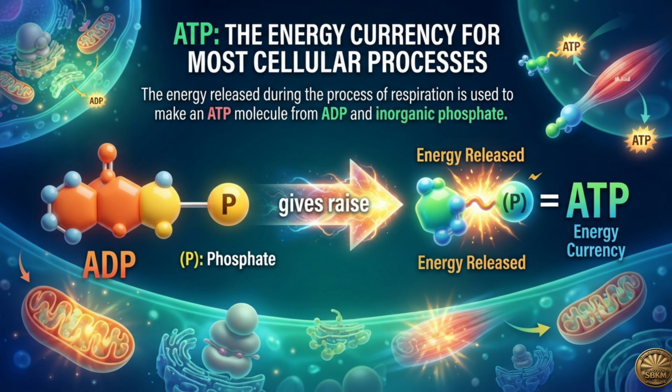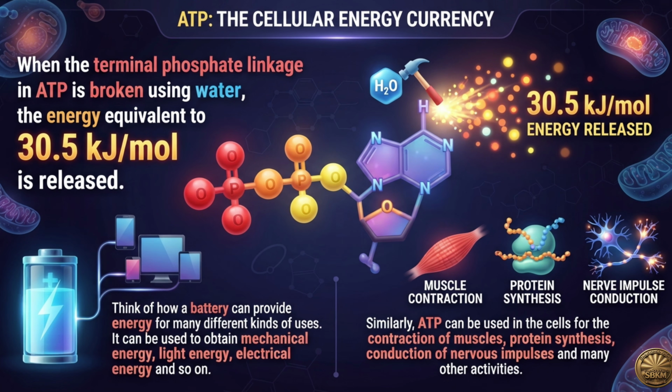Special points. ATP is the energy currency for most cellular processes. The energy released during the process of respiration is used to make an ATP molecule from ADP and inorganic phosphate. ADP plus P gives rise to ADP-P, equal to ATP. P is phosphate. Endothermic processes in the cell then use this ATP to drive the reactions.